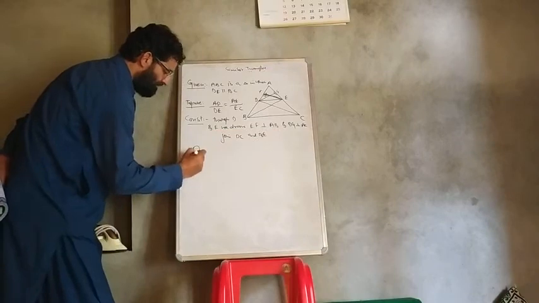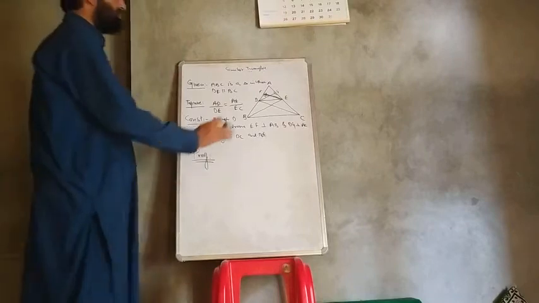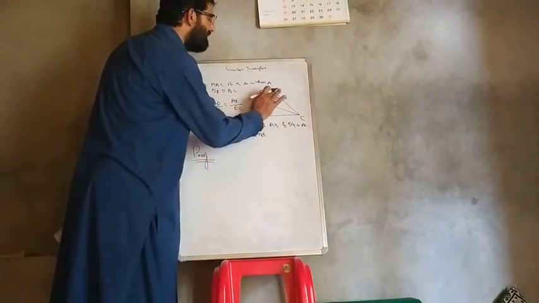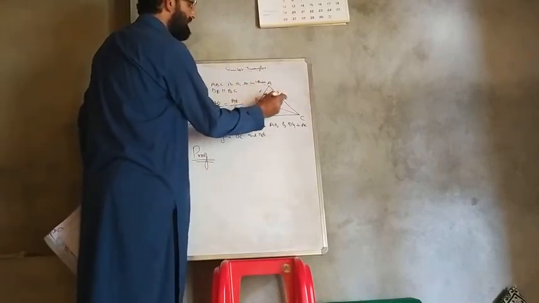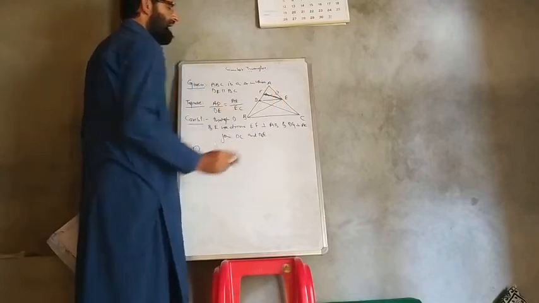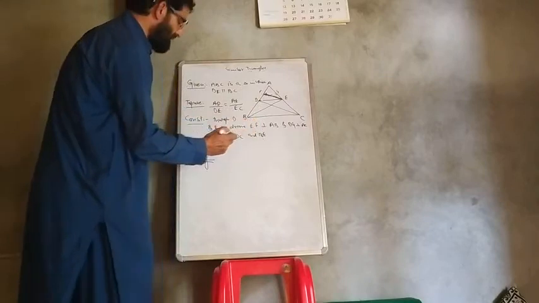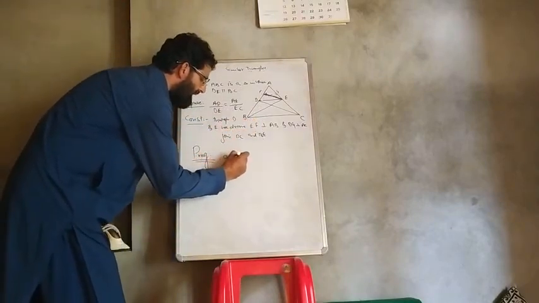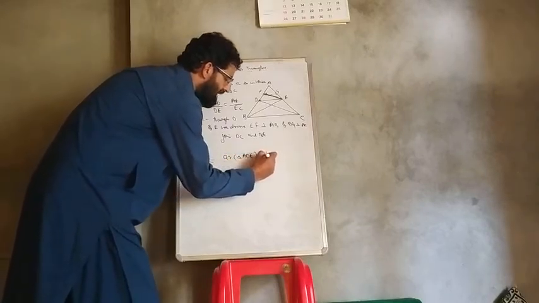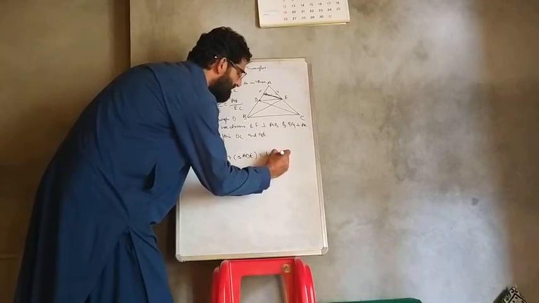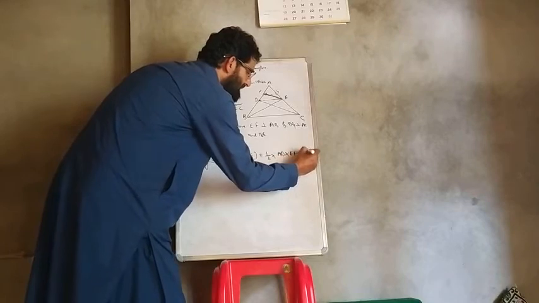Now proof. Now our proof. Now this triangle ADE has EF as the perpendicular. Its area is given by 1/2 base into altitude. Area of triangle ADE, very simple proof, is equal to 1/2 into base AD into altitude EF. Name this equation first.